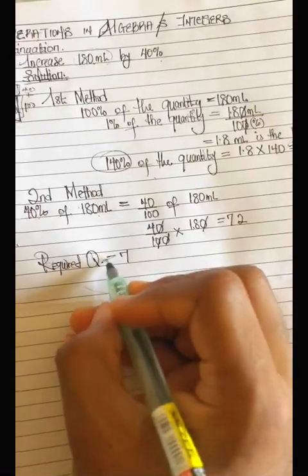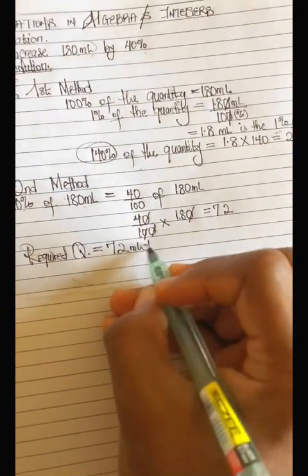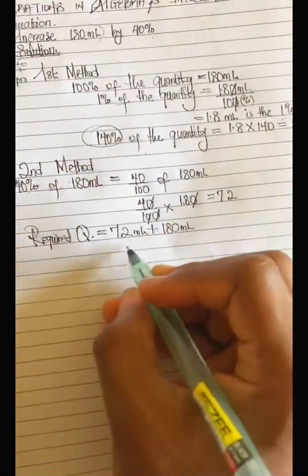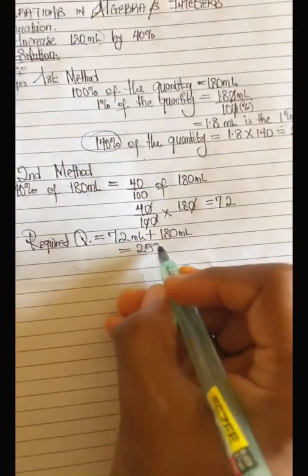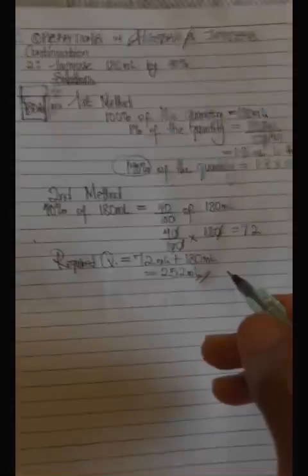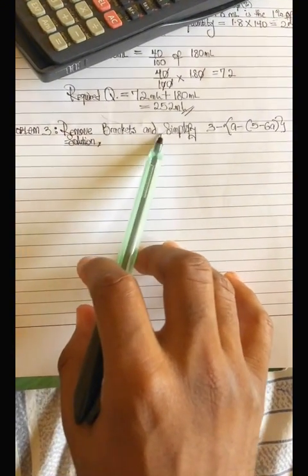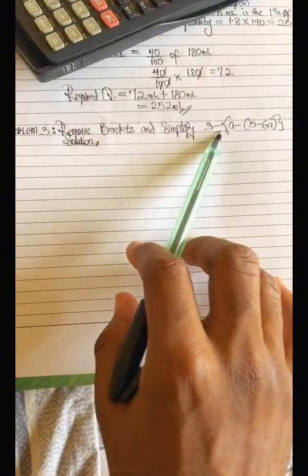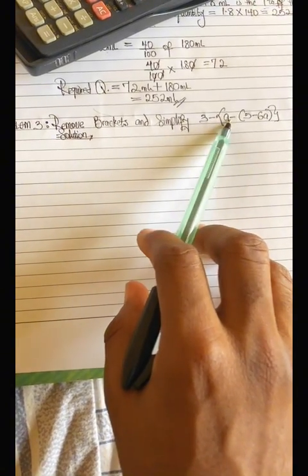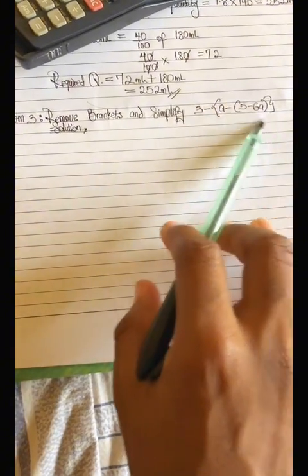Required quantity will now equal 72 ml plus your 180 ml, and that will equal 252 ml. So thank you. Now look at this problem. We are asked to remove brackets and simplify 3 minus the bracket where we have a minus 5 minus 6a close the brackets, then another bracket.